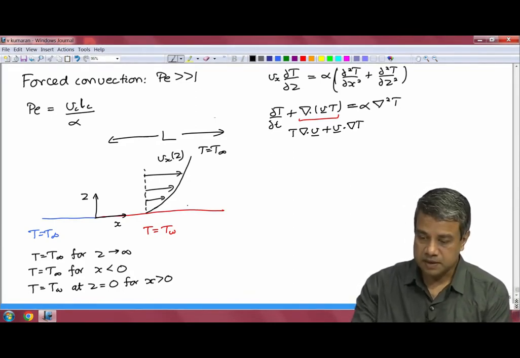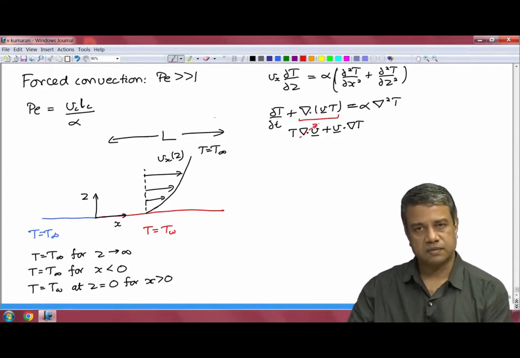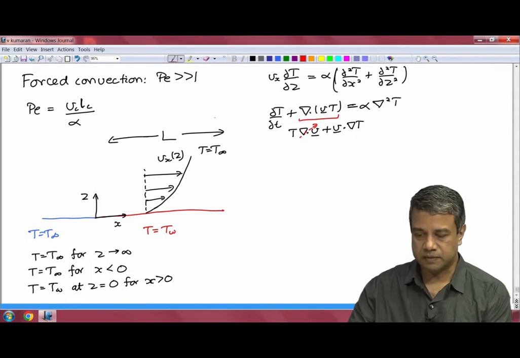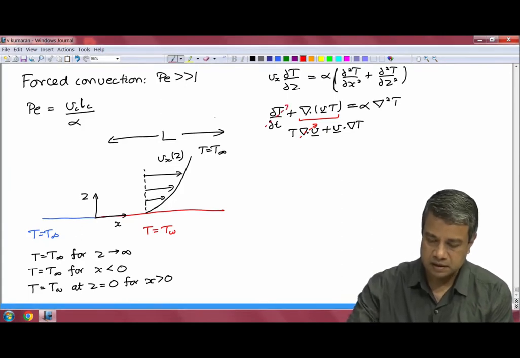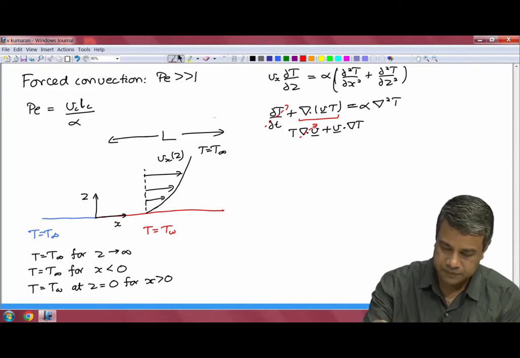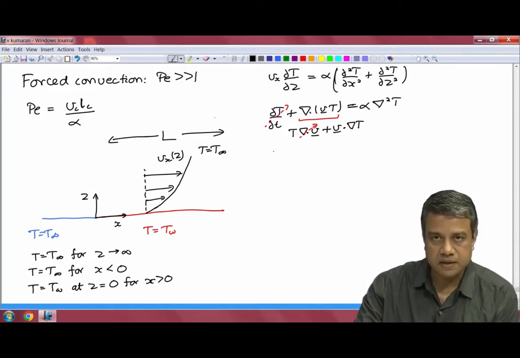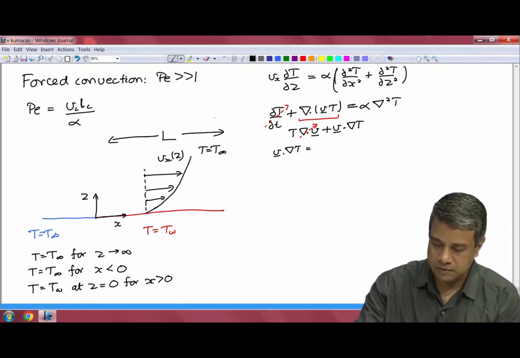For an incompressible fluid, the divergence of the velocity is equal to 0, as we have just seen, and at steady state the time derivative of the temperature is equal to 0. So, therefore, the equation becomes V dot grad T is equal to alpha del square T.